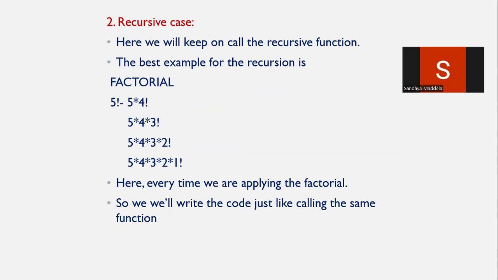We can write 5 factorial as 5 into 4 factorial, 5 into 4 into 3 factorial, 5 into 4 into 3 into 2 factorial, 5 into 4 into 3 into 2 into 1 factorial. After a finite number of steps, it will return 1 and then return the results. Every time we apply the factorial, we are calling the same function.